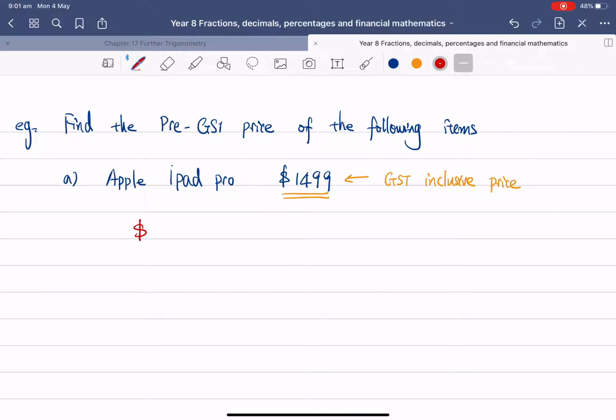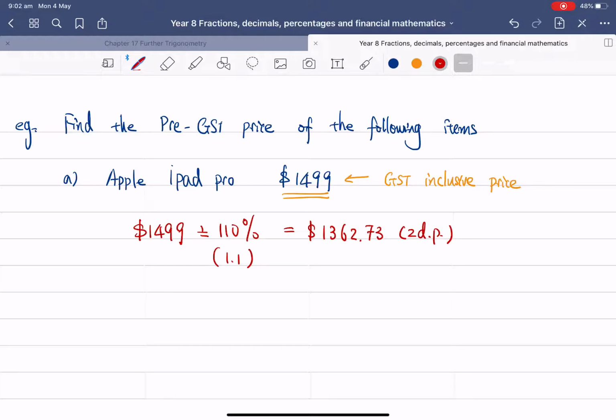So now what we need to do is simply use 1,499 and divide this number by 110%, or you can divide it by 1.1 because they are the same. All right, so let's do the calculation. 1,499 divided by 1.1, and you get $1,362.73 to 2 decimal places.